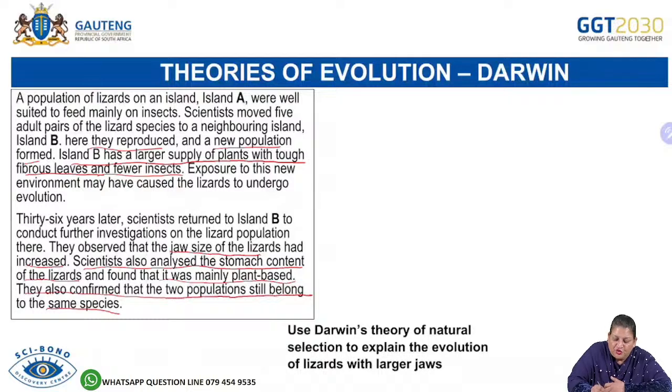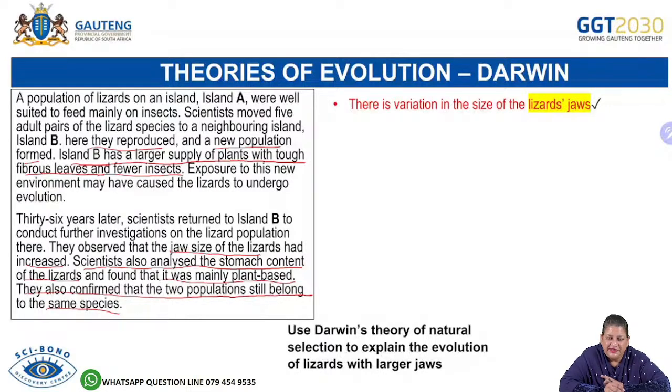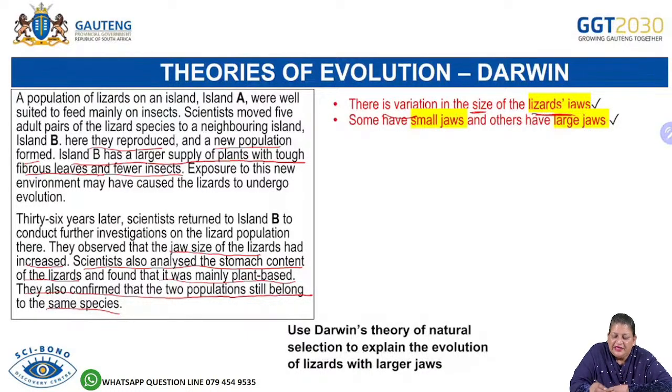Okay? So the question is, use Darwin's theory of natural selection to explain the evolution of lizards with large jaws. So what would Darwin say? First of all, he would say that lizards produce a large number of offspring. Then he'd say there is variation in what? In the jaws of the lizards. Focus on what is being changed, the jaws of the lizards. The actual characteristic on that animal. There is variation in the size of the lizard's jaws. Some have small jaws and some have large jaws. So you must explain that variation.